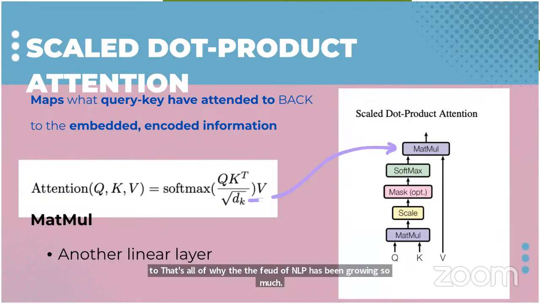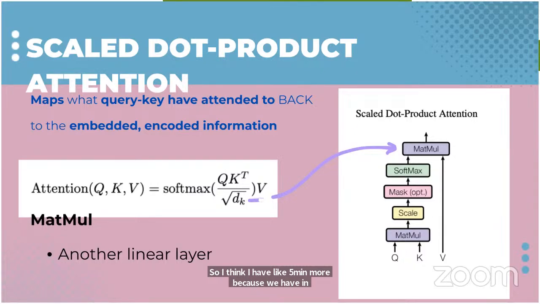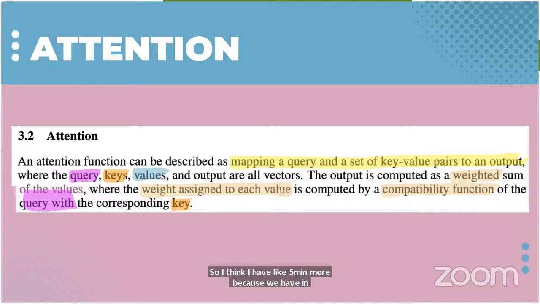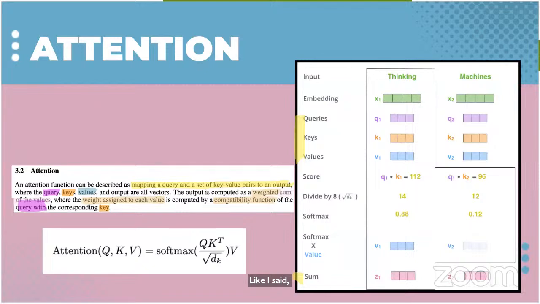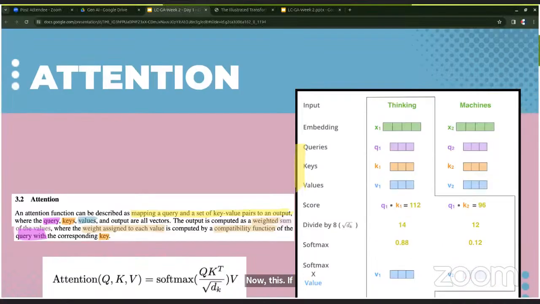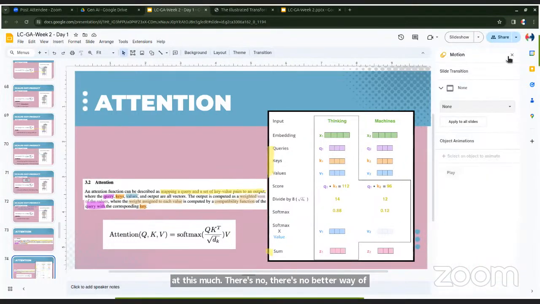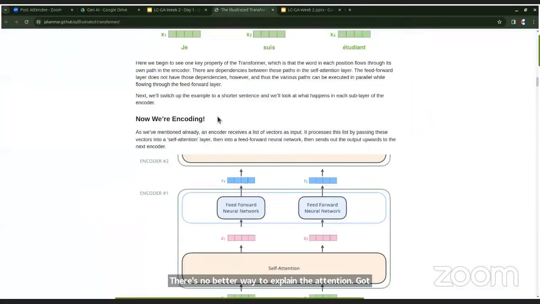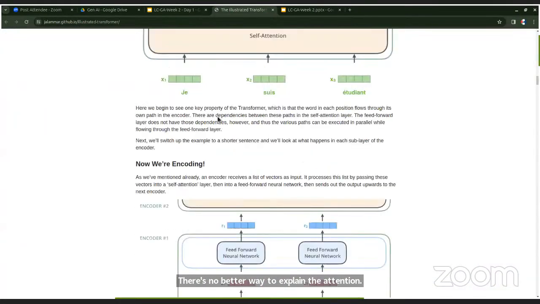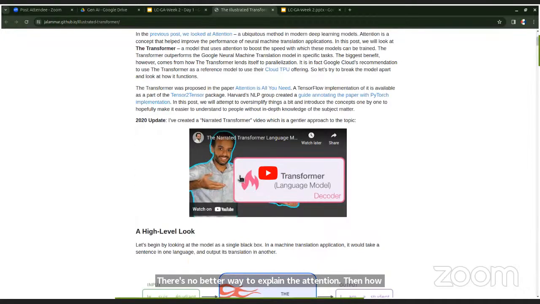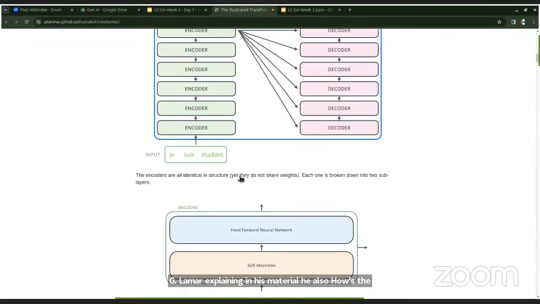Right? So I think I have about 5 minutes more because we have another session in a few minutes. Okay, so like I said, the attention function, I think I've explained it, so let me not repeat myself. If you've looked at this material, please, I implore you to look at this material. There's no better way to explain the attention mechanism than how J. Alammar explained it in his material. He also has a YouTube video if you like videos rather than reading long bunches of text.